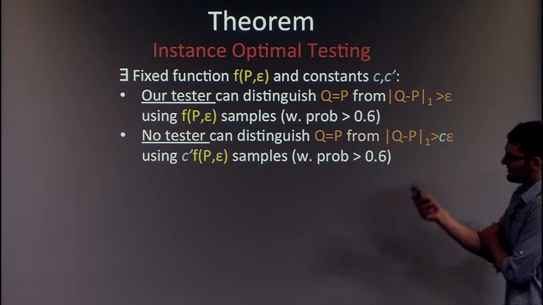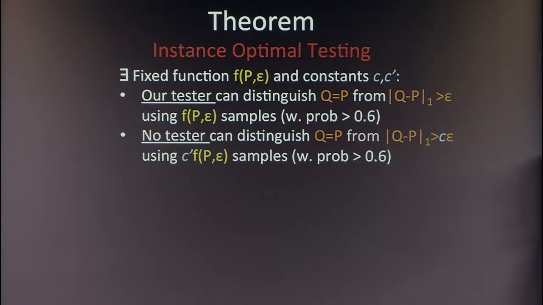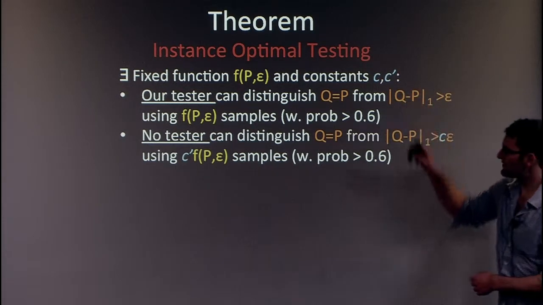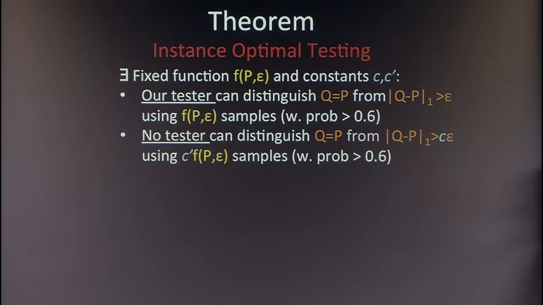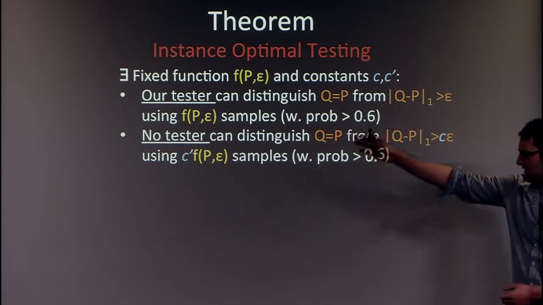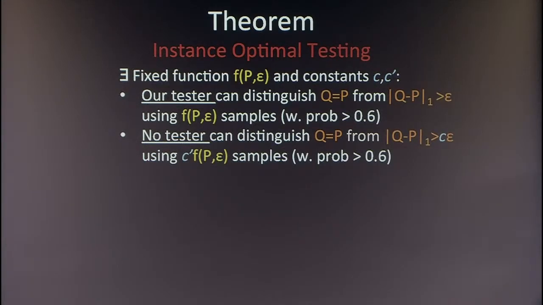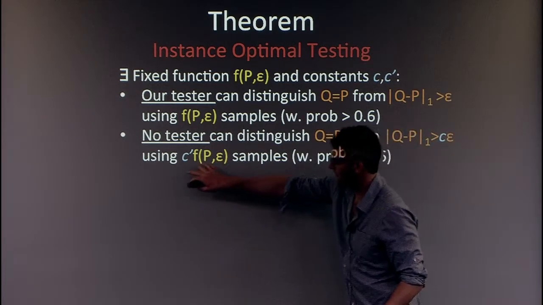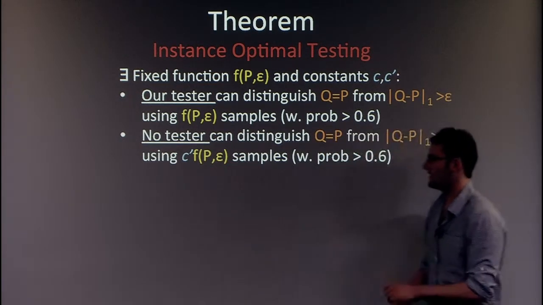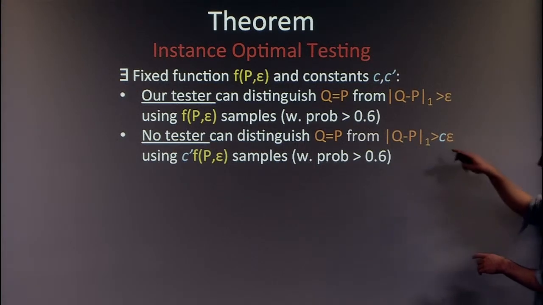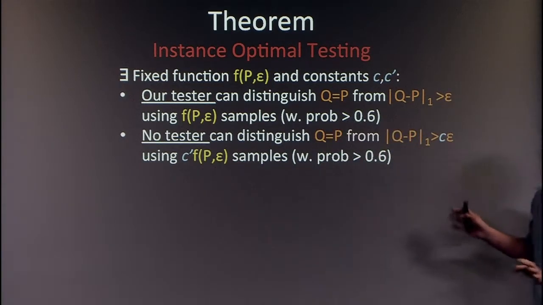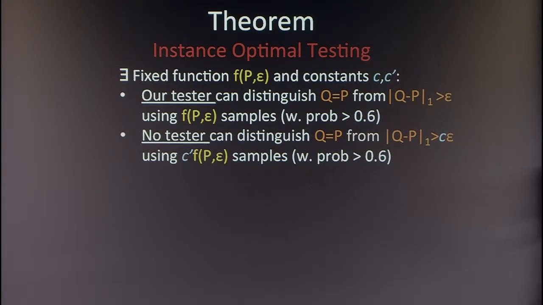We show that there exists some fixed function f. It's a function of the distribution you describe, n, epsilon, and there are constants. And our tester can distinguish the case that the unknown distribution is equal to this thing that was described versus the case that they're far, using this f of p comma epsilon samples. And no tester can distinguish this using, up to constants, more samples. Okay. And yes, we're losing constants both in front of the epsilon and in front of the f. This is necessary for not so subtle reasons, but okay.